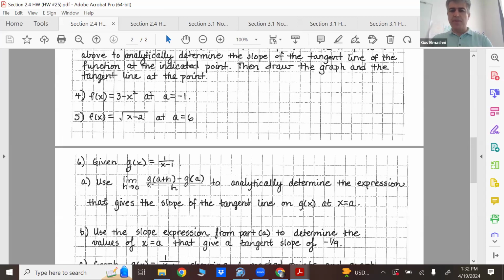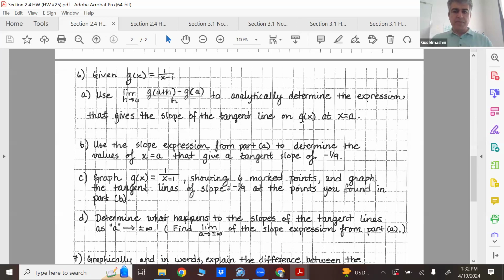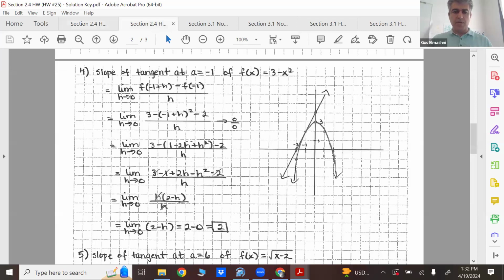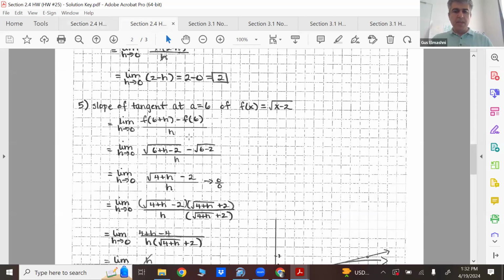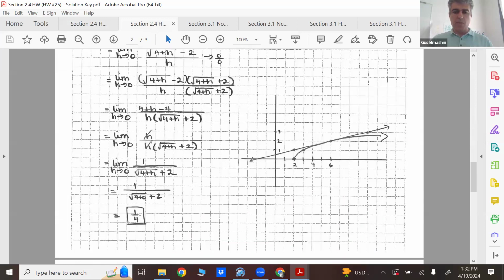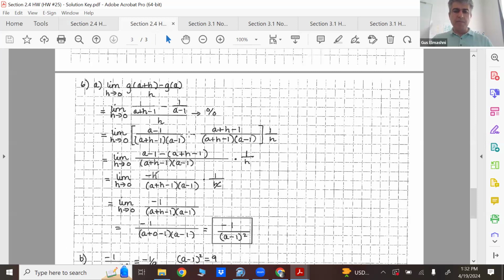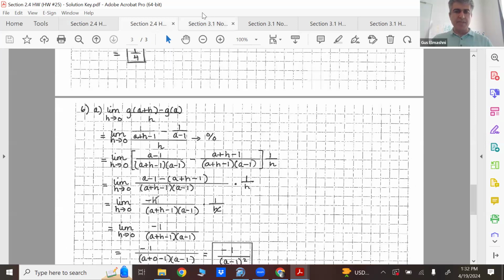For number 4, that's easy peasy. Just do the derivative. So using the slope of the tangent line, work it out. Likewise for 5. For 6, you got that one right there. So again, just work out the slope of the curve or tangent line, whatever you want to call it. But you have to plug in 6 afterwards. You get 1/4. That's the slope of the curve there. Sorry, I said 5. I meant to say 6.